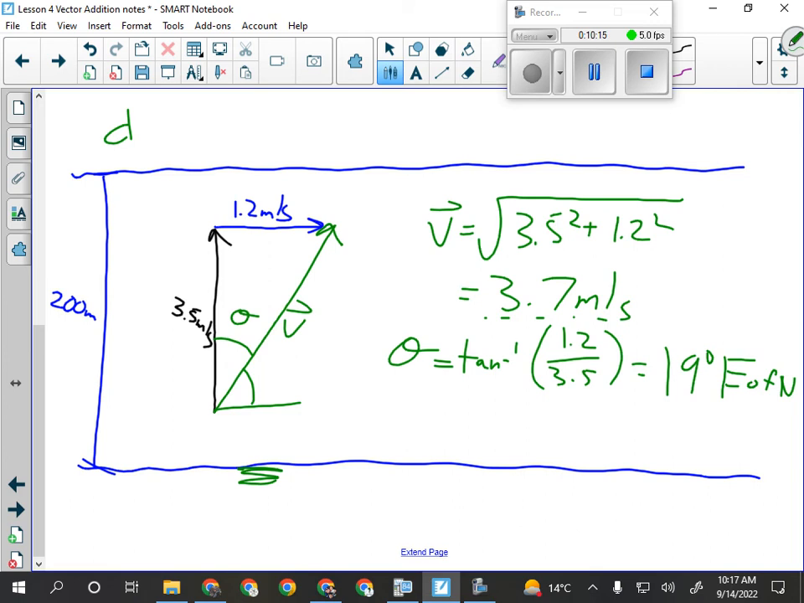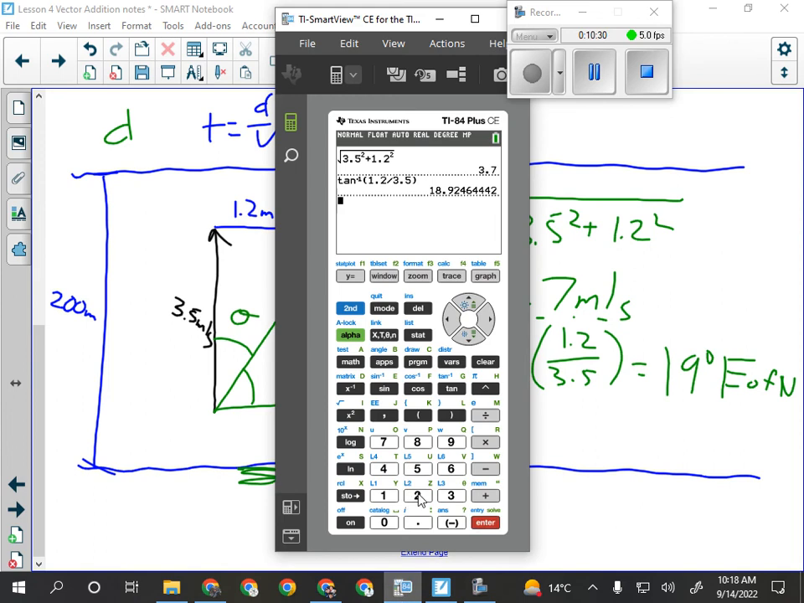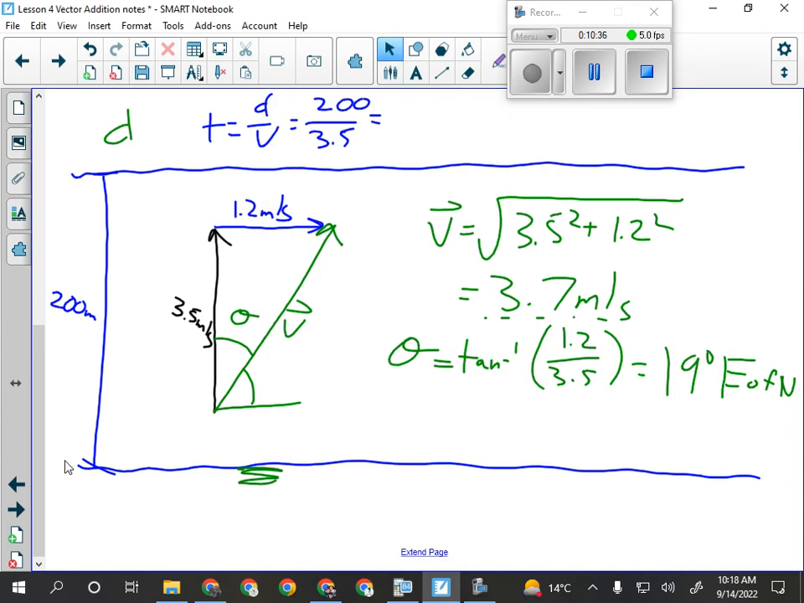Okay? So I'm going to calculate the time using my 3.5, so t equals d over v, so I'll go 200 over 3.5, and that'll give me the time to cross the river. All right, it's going to take me 57.14 seconds to get across the river.